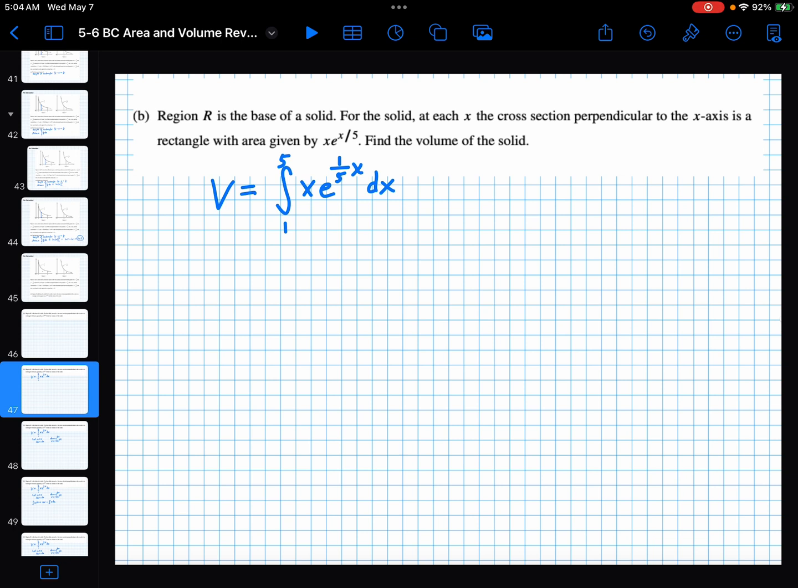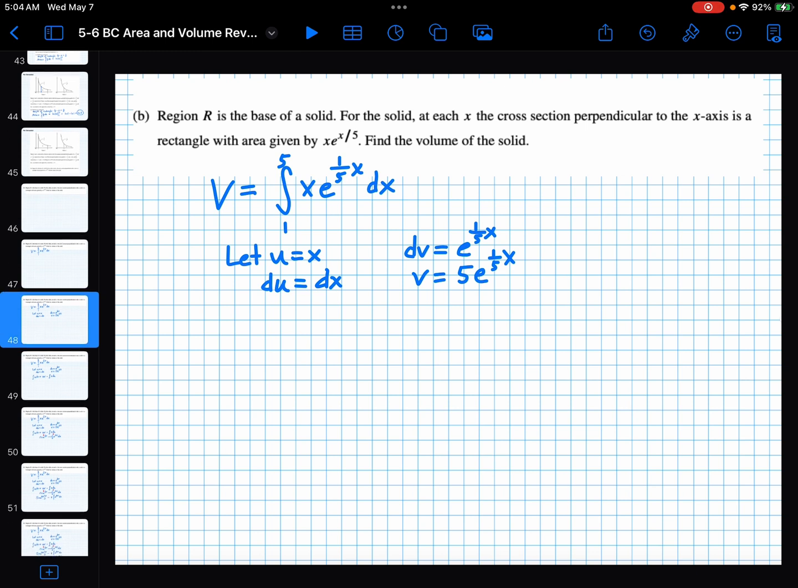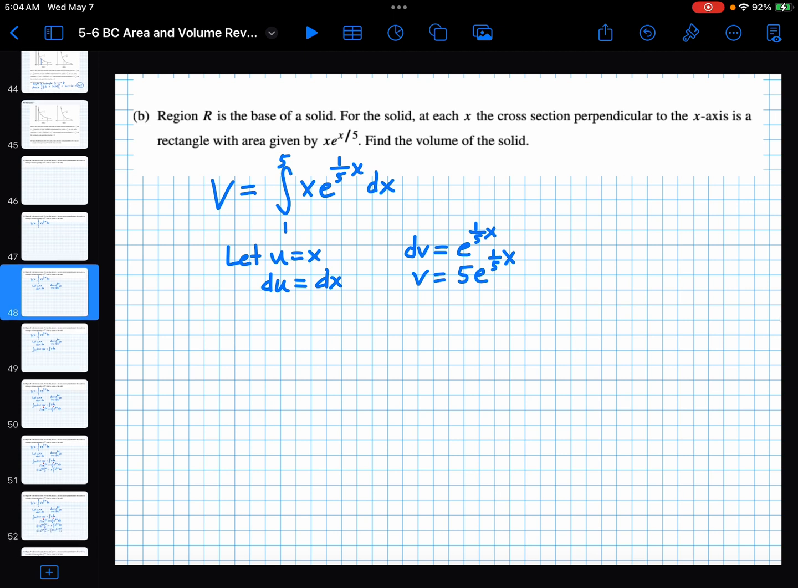Volume by cross sections is the definite integral from a to b of the area of one cross section times the thickness of the slice, and that's dx in this case. Well, you've got an x times e to the 1/5 x, which is a classic setup for integration by parts. So we're going to let u equal x, du is of course dx, and then dv would be the e to the 1/5 x factor, and when you anti-differentiate that, you wind up with 5e to the 1/5 x.